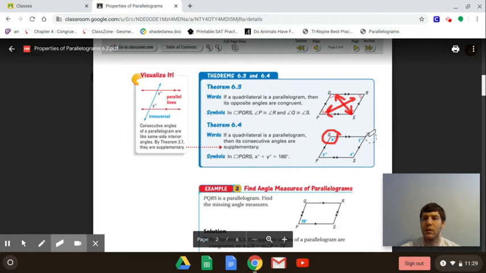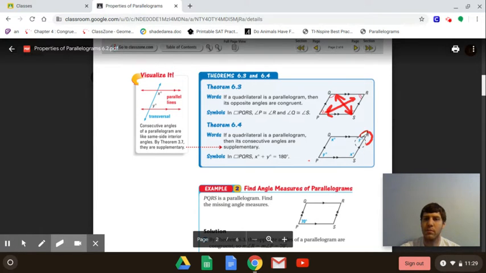Okay, we also know that Q and P are consecutive angles. They're next to each other, so they add up to 180. Right there, same side interior angles, so we know they're supplementary. And again, you can do S and P. Okay, S and P are consecutive, they add up to 180, they're next to each other. You can do S and R. Okay, those are going to be supplementary, they're consecutive, they're next to each other.